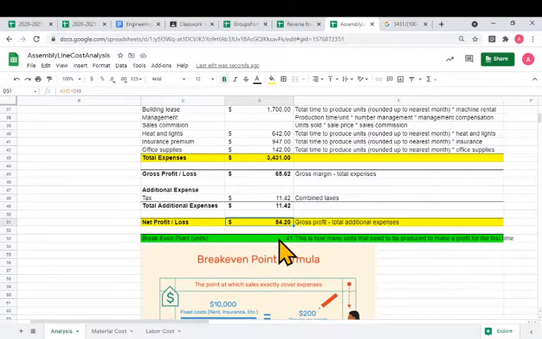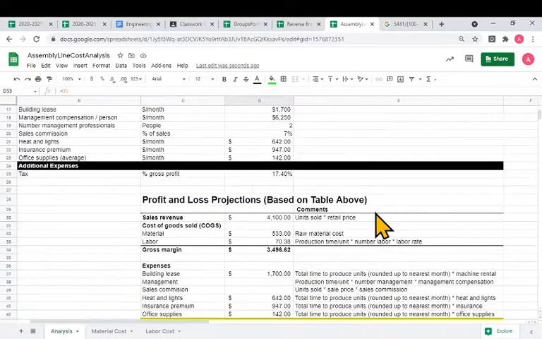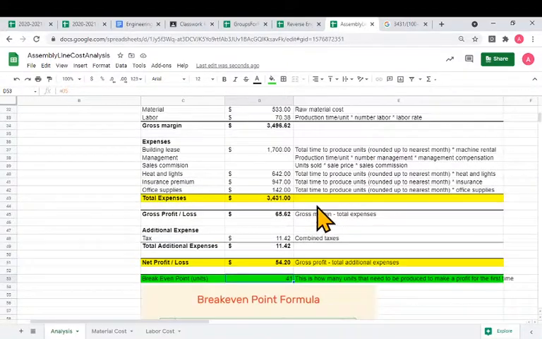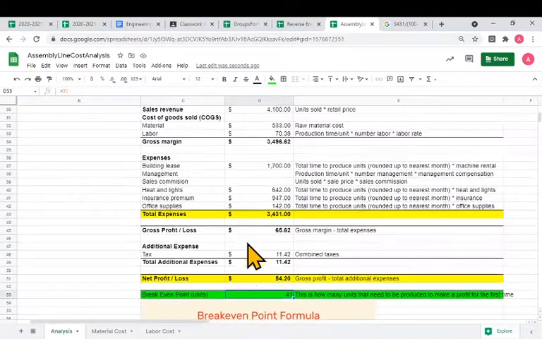And so down here, this cell is just connected to the one up top. This shows that the break-even point is 41 chairs. Okay? And that is the gist of it. Be careful, when calculating the break-even point, you want to make sure the management and sales commission is gone, because those are not fixed.